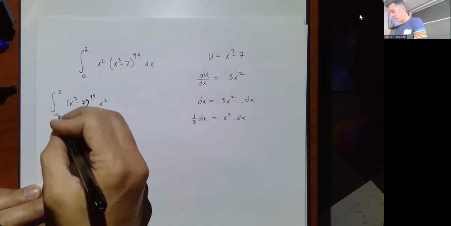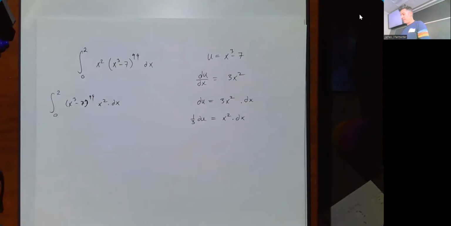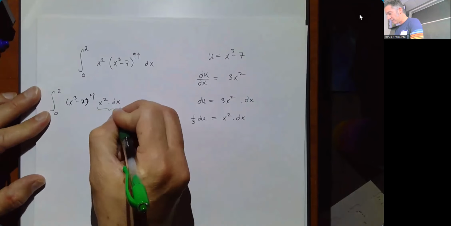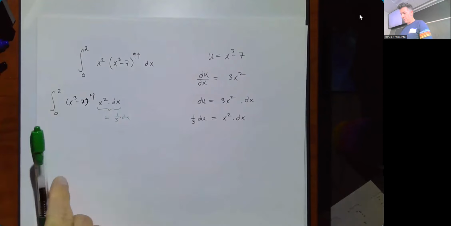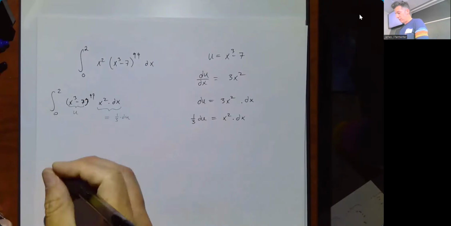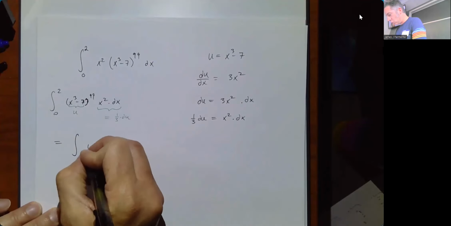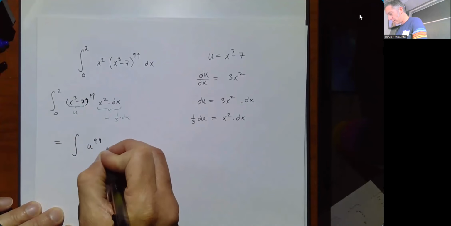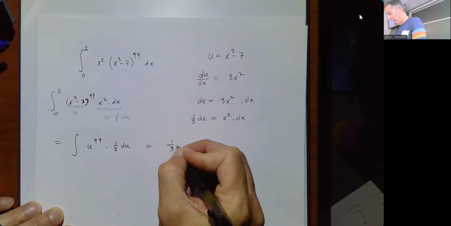I have the integral from 0 to 2 of (x cubed minus 7) to the 99th times x squared times dx. And then the x squared times dx is equal to my 1/3 times du. My x cubed minus 7 is my u. So this integral, and I know it's 3 o'clock, so if you need to go, you can go, becomes the integral of u to the 99th power times 1/3 du, which I would totally bring the 1/3 out in front.